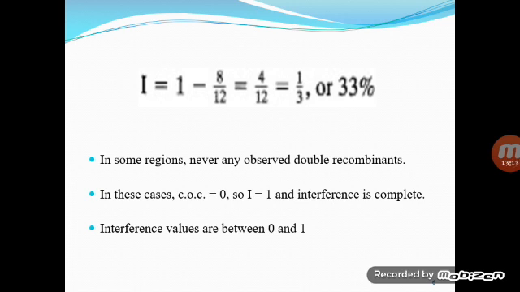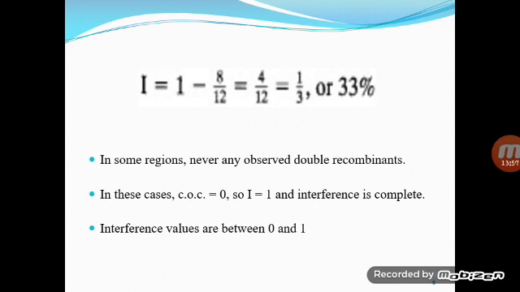This interaction or interference is 33%. In some regions there are never any observed double recombinants. If there are never any observed double recombinants, it means there is no kind of interference. In these cases COC will be 0, so interference I is equal to 1. This is the complete interference.